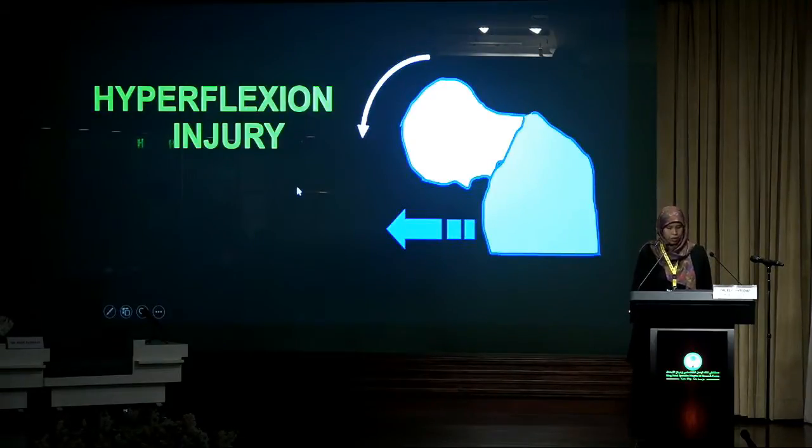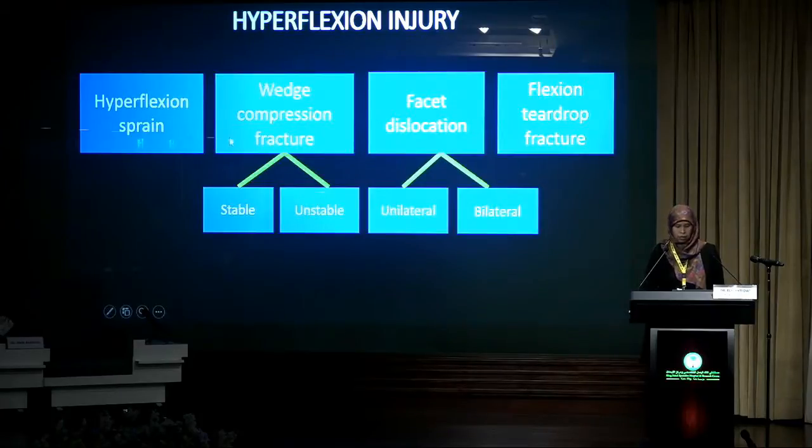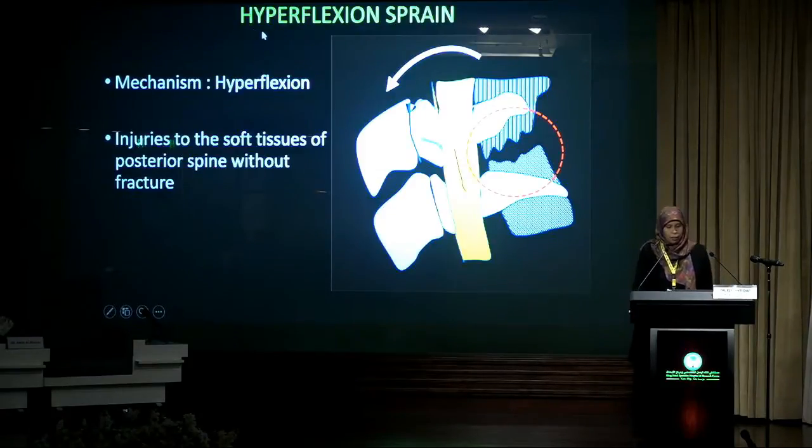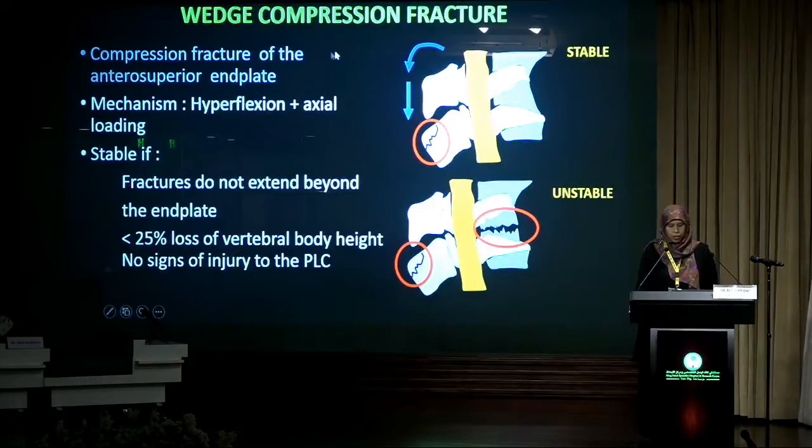Now we move to hyperflexion injury. There are several types of hyperflexion injury. Hyperflexion sprain, the mechanism is hyperflexion. Because of the hyperflexion, there is injury of the soft tissue of the posterior spine without any fractures of the bone. In wedge compression fracture, the mechanism is hyperflexion and also axial loading, causing compression fracture of the anterior superior end plates. These injuries are stable if the fracture does not extend beyond the end plates, with less than 25% loss of vertebral body height and no sign of injury to the posterior ligamentous complex. This one is stable and this one is unstable.